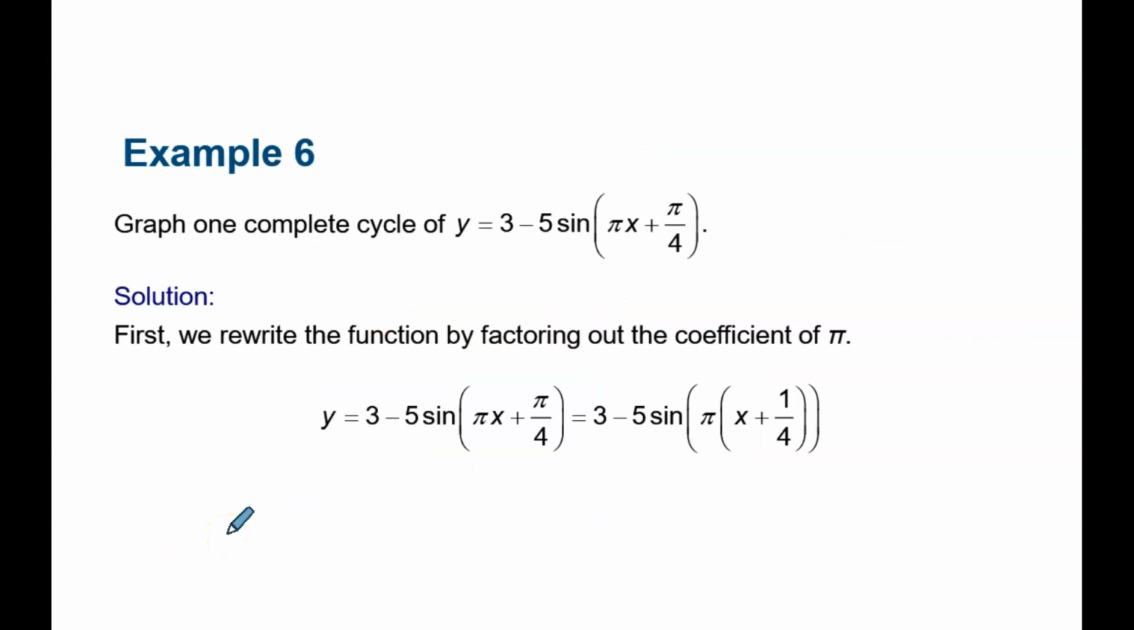Let's graph one complete cycle of y equals 3 minus 5 times sine of pi x plus pi over 4. First, rewrite the function by factoring out the coefficient of x, because we can see that pi is here and here, so we want to factor the pi out. Factoring pi out will give us 3 minus 5 sine of pi times x plus 1 over 4.